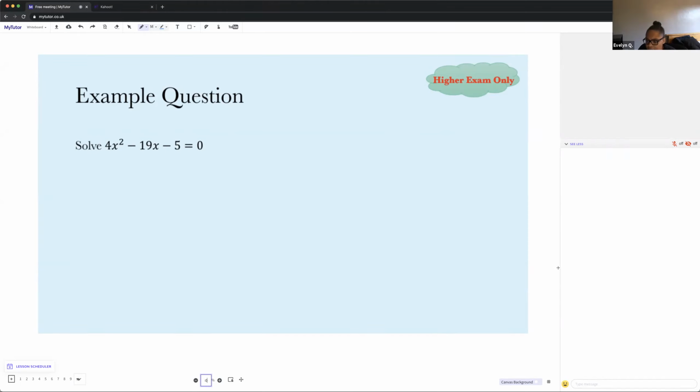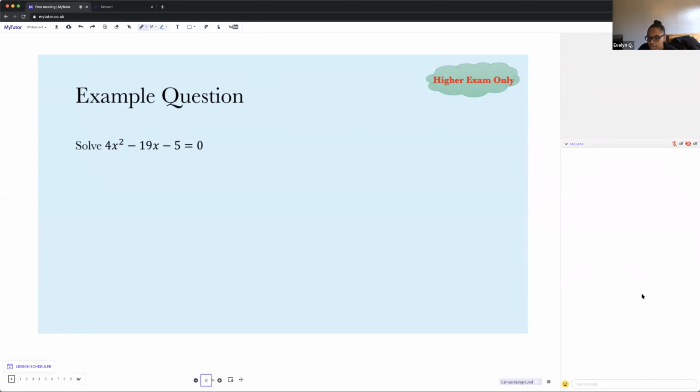So someone had a good tip. Someone said, have you heard of the team method? So two numbers that times to make the end and two numbers that add to make the middle. That is a brilliant example. That's fantastic. So anyone who's heard of that, that's really helpful as well.